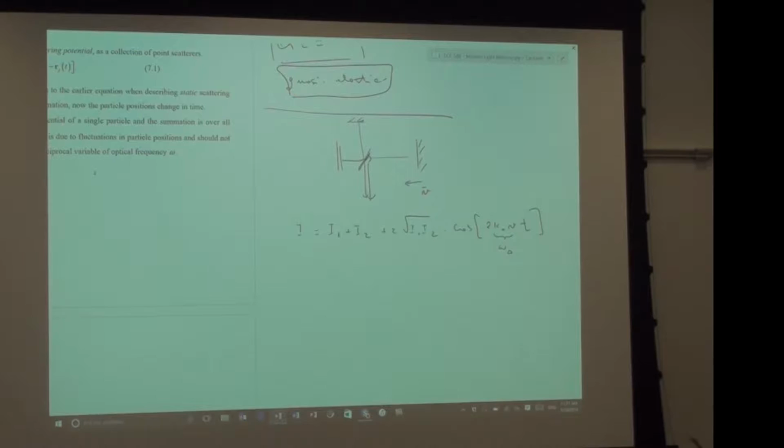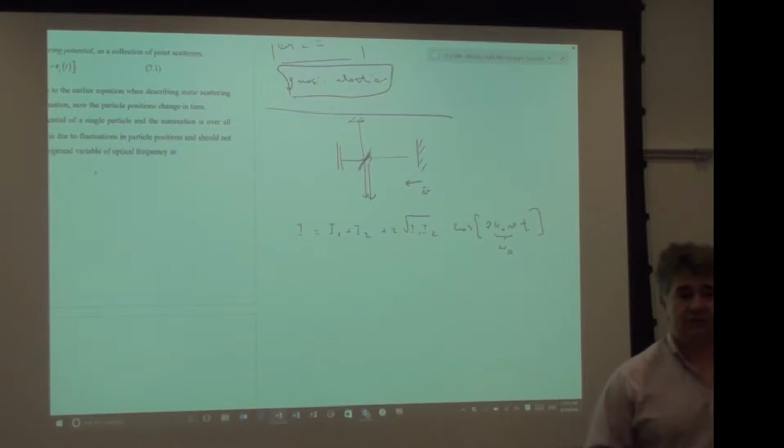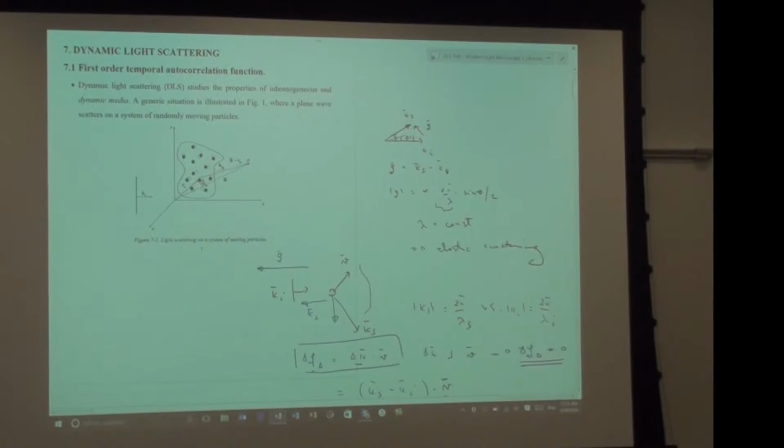So basically, if my mirror is moving like this, and I plot the intensity, I'm going to get a sinusoid that perfectly will inform me about the velocity, with very, very high accuracy. Many orders of magnitude below the actual speed of light, which is remarkable. Okay. So dynamic light scattering is basically measuring the contributions of these Doppler shifts from all these particles.